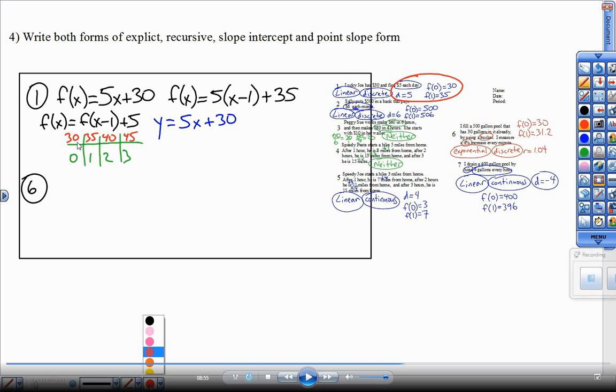You could always plug the 0, 31 in. I'm going to choose this point right here, 1, 35, which has the coordinate x is 1, y is 35. So I'm going to plug that into point slope form, which is always y minus the y coordinate, 35, equals slope, 5, and then open up parenthesis and put x minus this x coordinate right there.